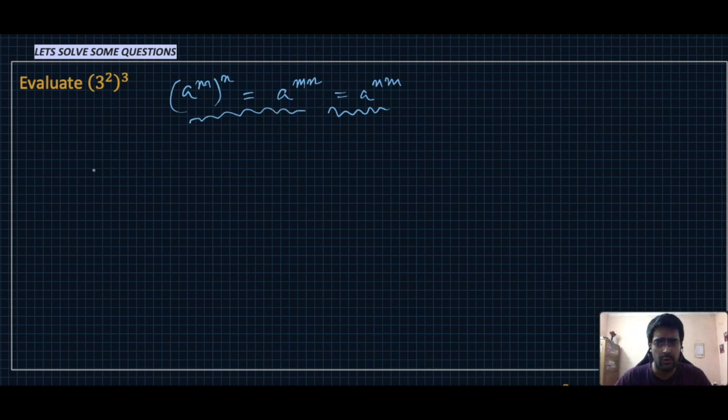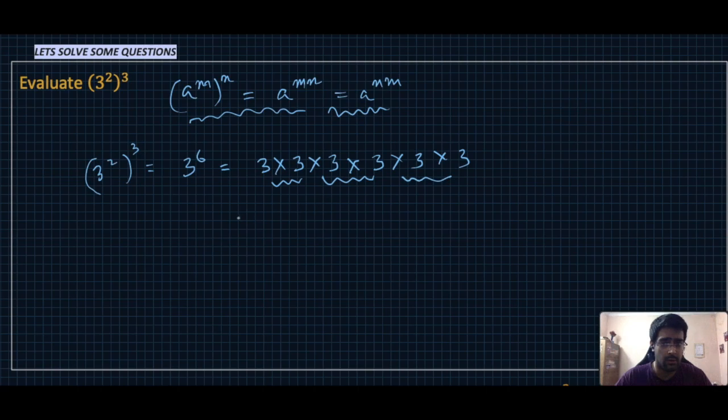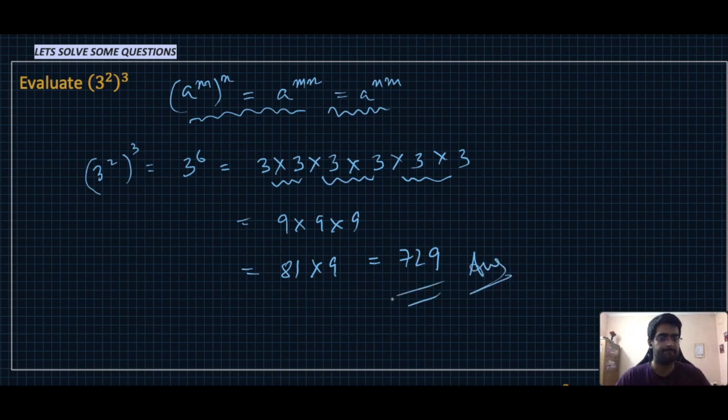So (3 to the power of 2) to the power of 3, this is 3 to the power of 6, which is 3 into 3 into 3 into 3 into 3 into 3, right? This is 9 into 9 into 9. This is 81 into 9, which is 9, 9 8s are 72, 729. This is the answer.